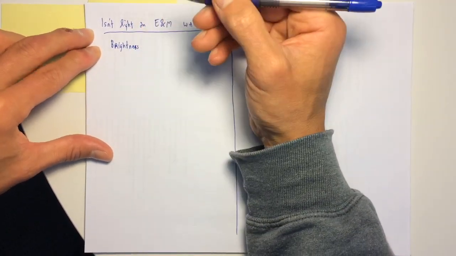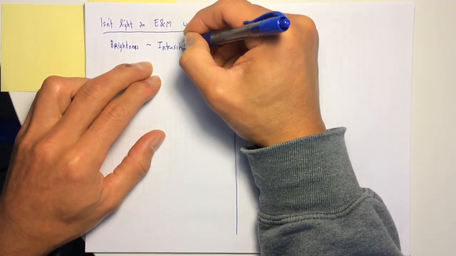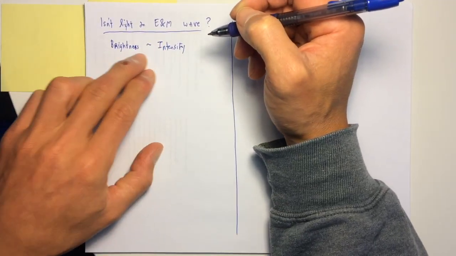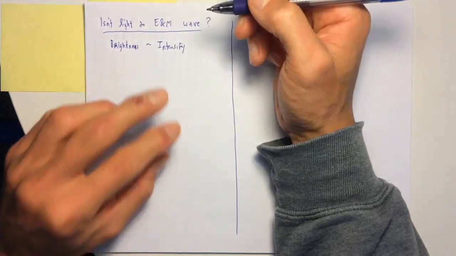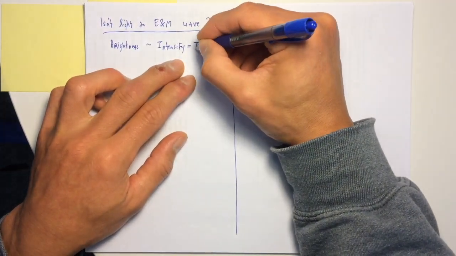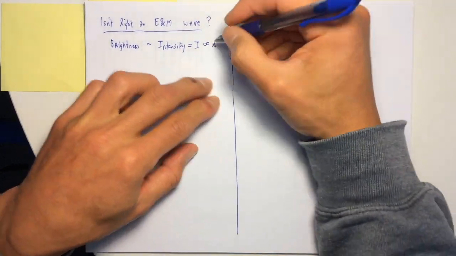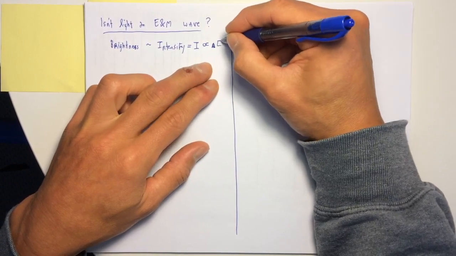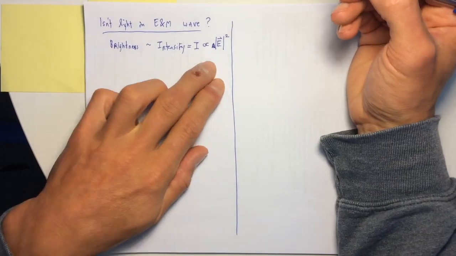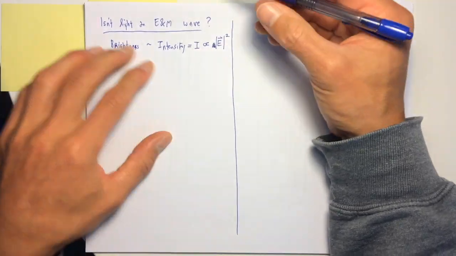Brightness is related to intensity. And intensity, which I think is a nice physics measurement of brightness, is called I. I is proportional to the amplitude of our wave squared, right? Electromagnetic waves, the wave aspect, right?